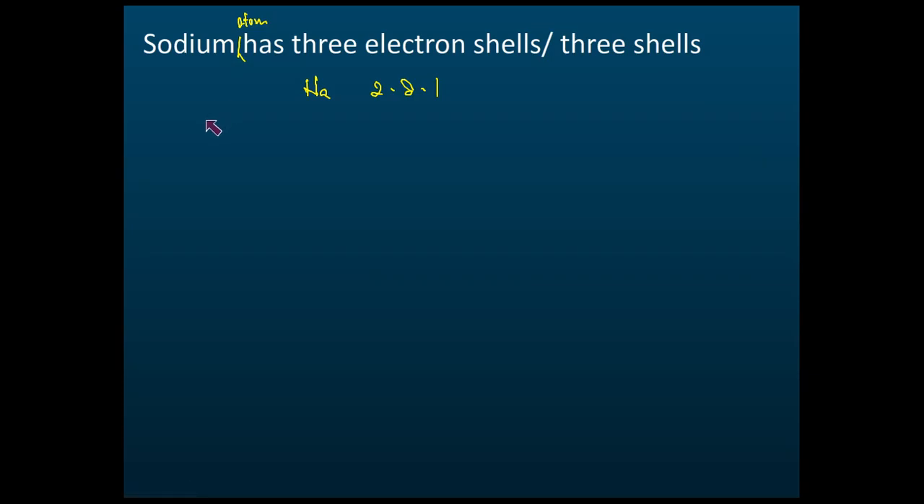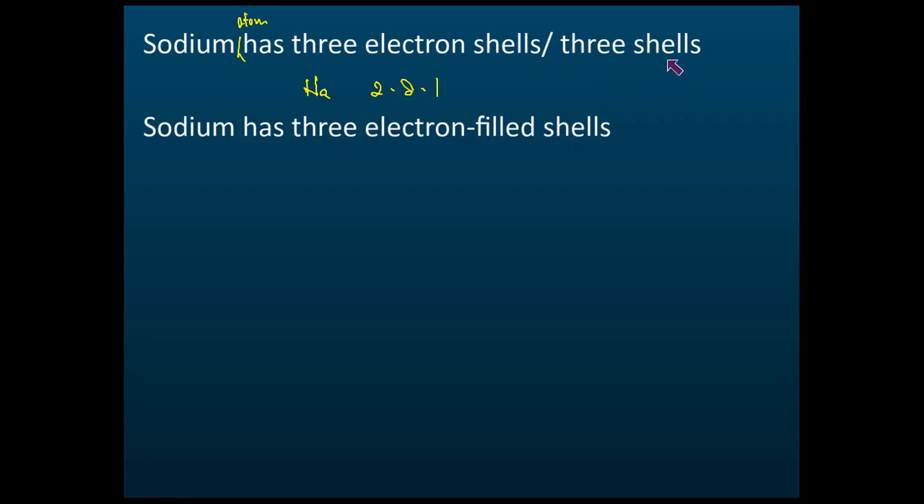So what's the mistake here? Sodium atom has 3 electron shells, or 3 shells. Sodium has 3 electron-filled shells, or 3 shells filled with electrons, and that's correct. You shouldn't say it has 3 shells, because actually it has more than 3 shells. It can have 7 shells. Sodium has 7 shells, but just the first 3 shells are filled with electrons.